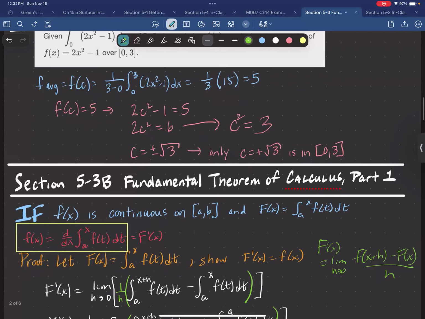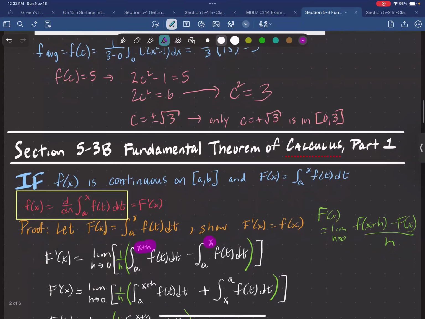The only spot x shows up is right here. So that's where our x plus h goes, and our x. And here, like we did previously, I just factored out the 1 over h out front. Now I'm going to flip the order of this one. If I want to make x on bottom and a on top, I have to introduce a negative sign. Remember doing this in the last section?